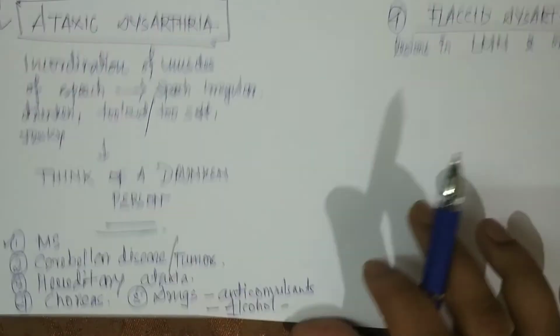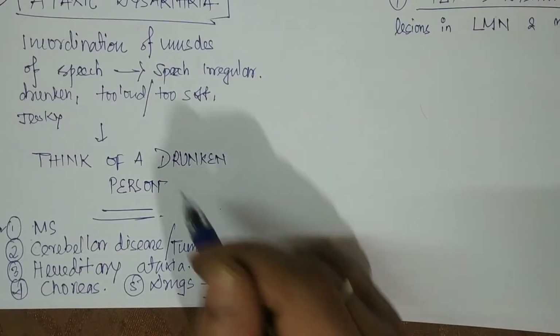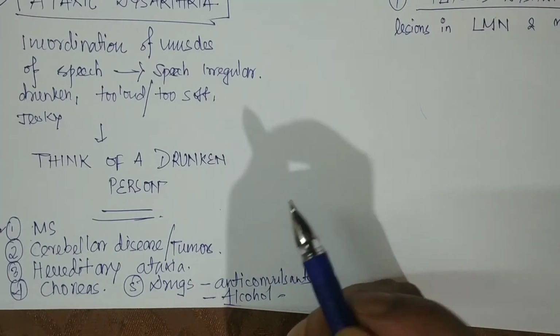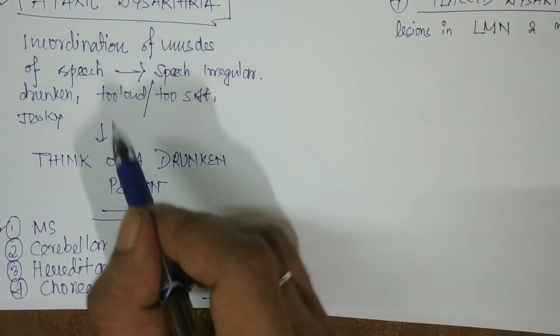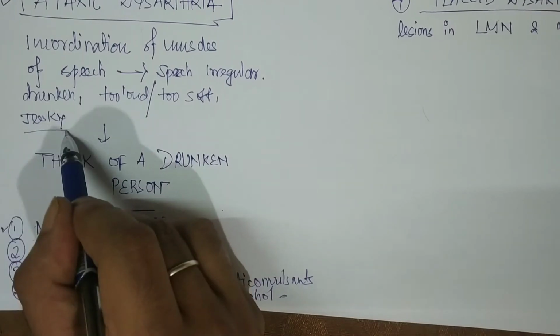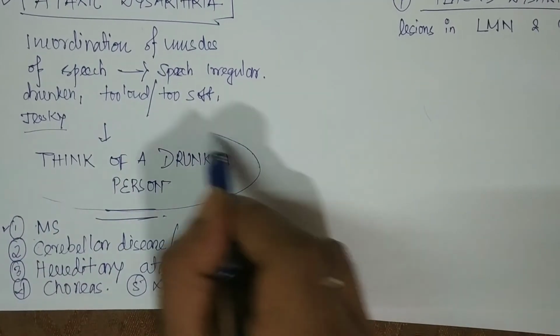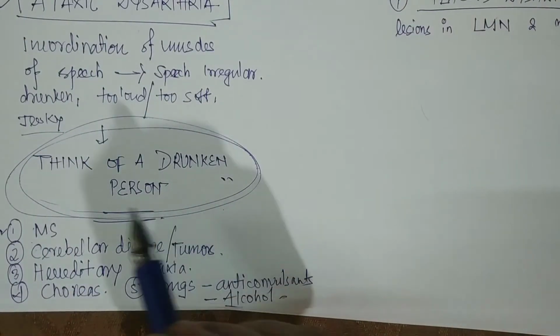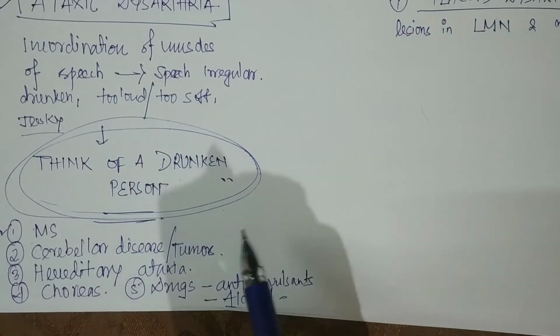Okay, something happened during recording, and I just went on with my rhythm, and then I saw that recording had stopped. So, okay, ataxic dysarthria, there will be jerky rhythm, and think of a drunken person. In case of ataxic dysarthria, the speech will be of a drunken person.